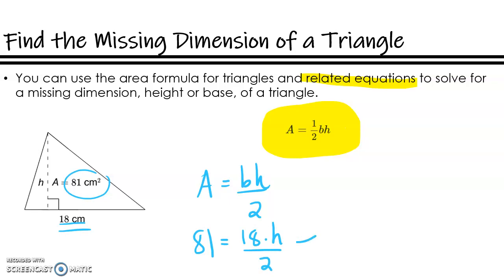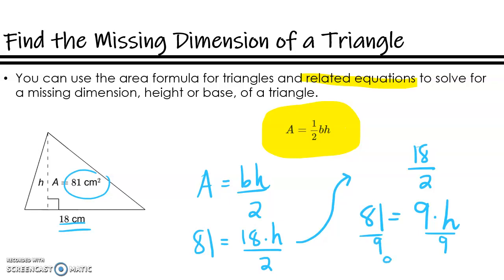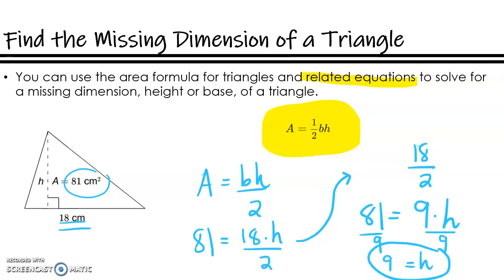So what I can do is divide 18 by 2 first. That's 9. And now I'm thinking, 9 times what gives me 81? Remember, I can solve with division. And the answer is that the height is 9. It's always a good idea to check. What I mean by check is to plug those numbers back into your formula. So 18 times 9 divided by 2, make sure that that does give you 81. I know that 18 divided by 2 is 9. 9 times 9, it does work out.